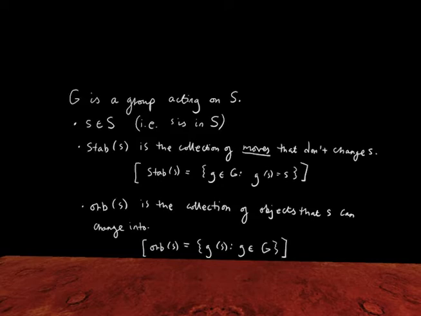To help you remember, the things in the stabilizer stabilize little s, and the orbit of little s is like the orbit of a planet. It shows you where it can move to.